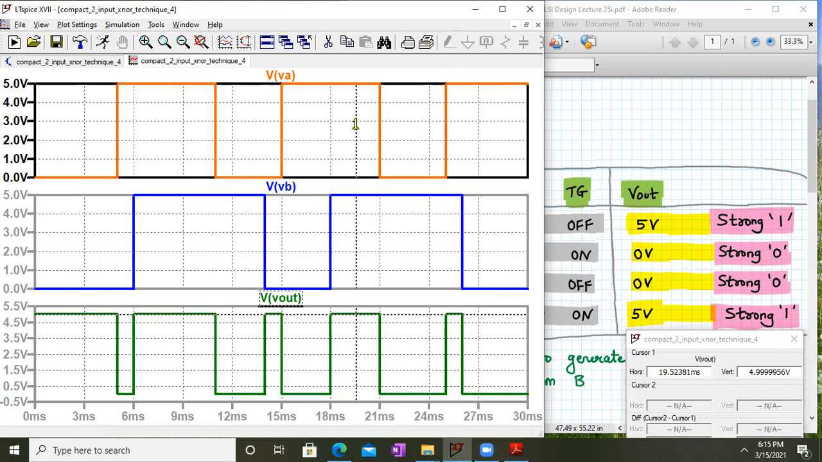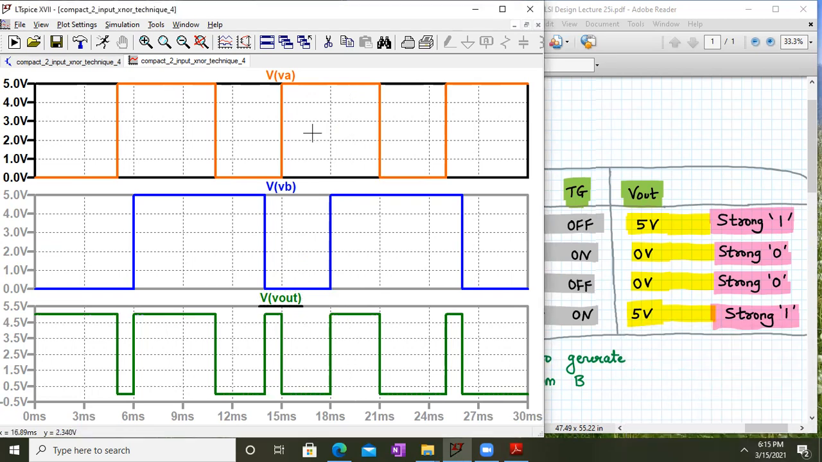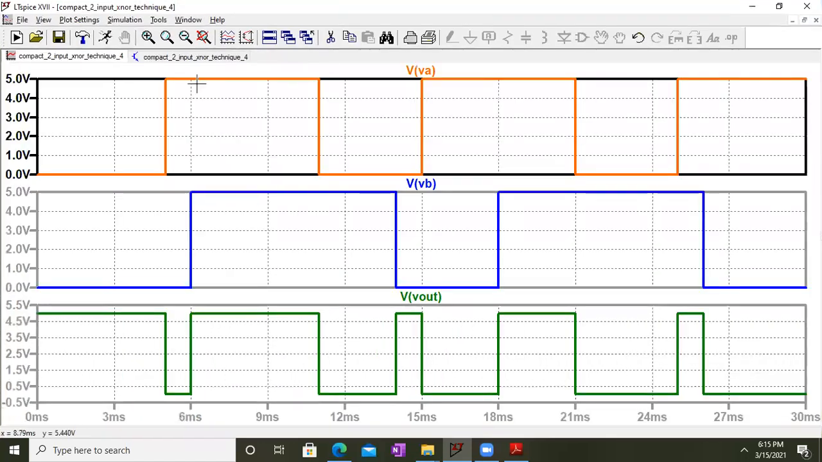Let us check one more scenario. In this case, VA and VB is 5 volt. So the output will be a strong logic 1, that is 4.99. In this way, we can check and complete all the other cases.